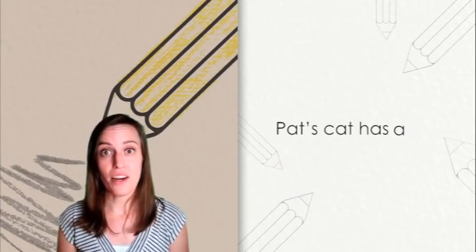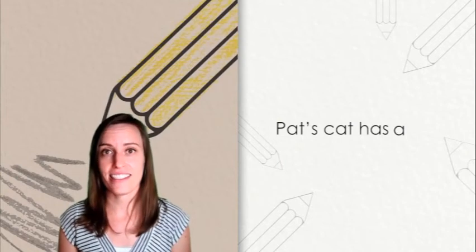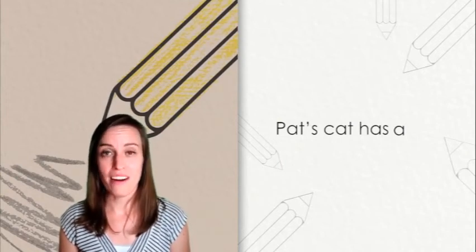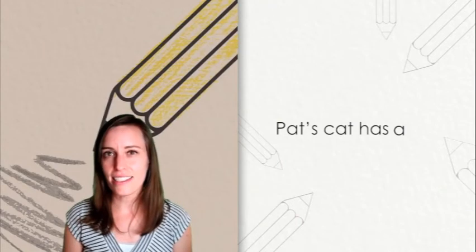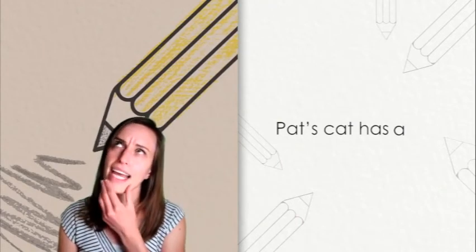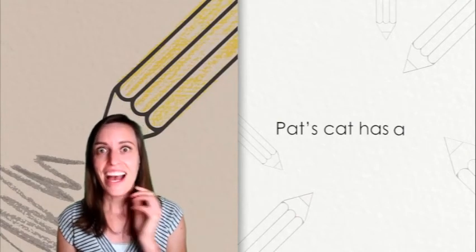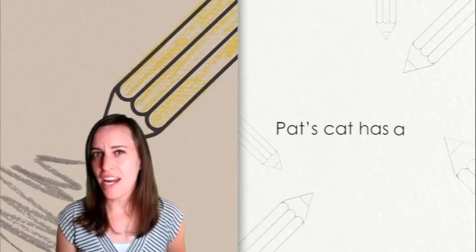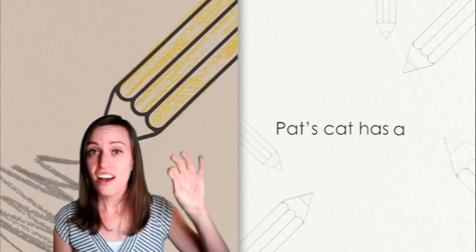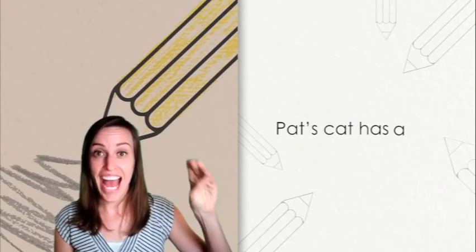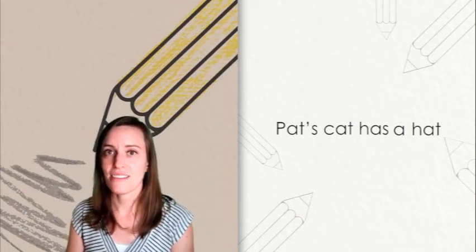I added that word a for us. You can go ahead and add it to your sentence. We have one more word. Do you remember what it is? Pat's cat has a... That's right, a hat. Tap that one out with me. At, hat. Go ahead after you leave a space and add the word hat to your sentence.